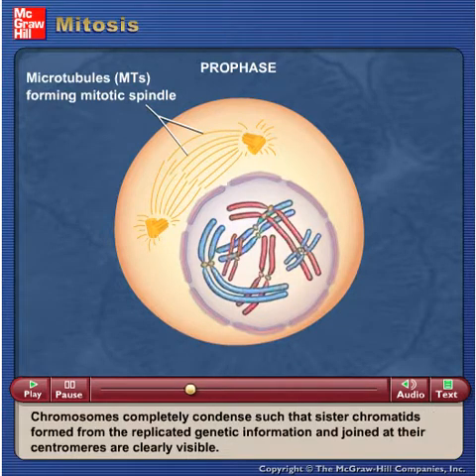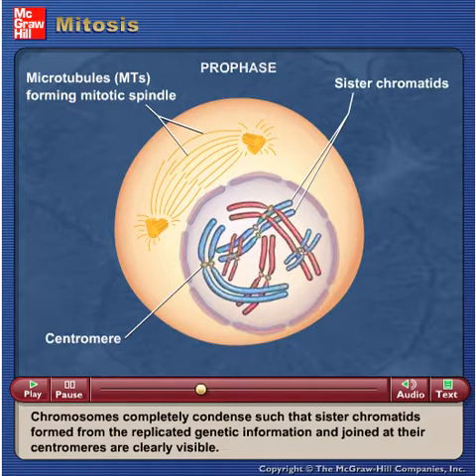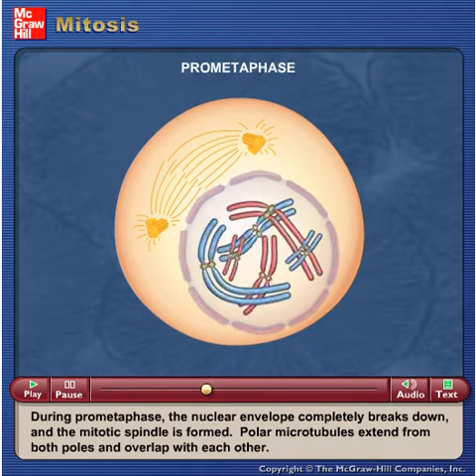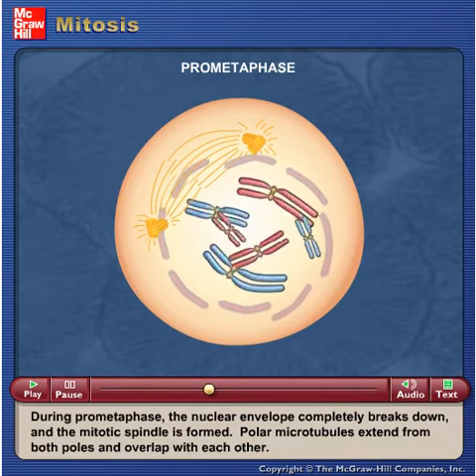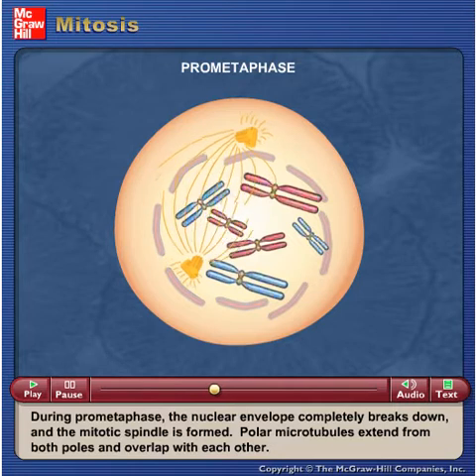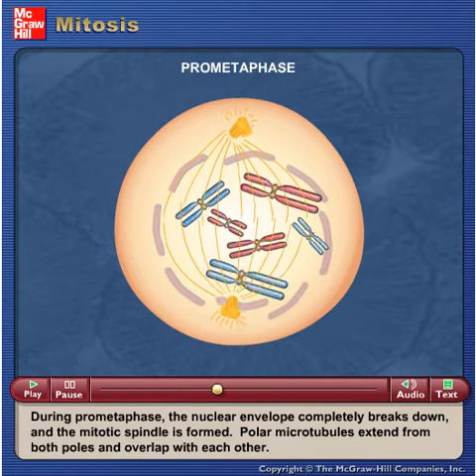Chromosomes completely condense, such that sister chromatids formed from the replicated genetic information and joined at their centromeres are clearly visible. During prometaphase, the nuclear envelope completely breaks down and the mitotic spindle is formed. Polar microtubules extend from both poles and overlap with each other.